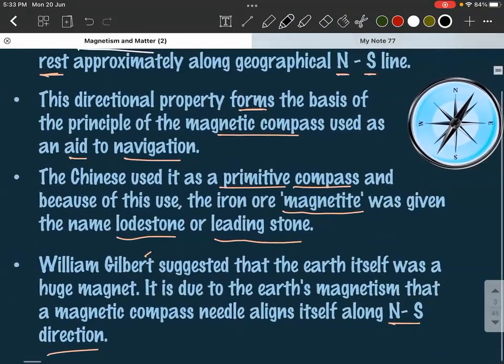Yes. Next, William Gilbert was a scientist who suggested that the Earth itself exhibits magnetic property. That's what we call Earth's magnetism or terrestrial magnetism.